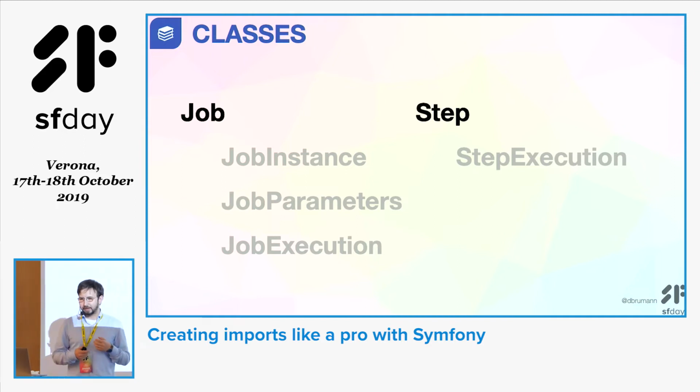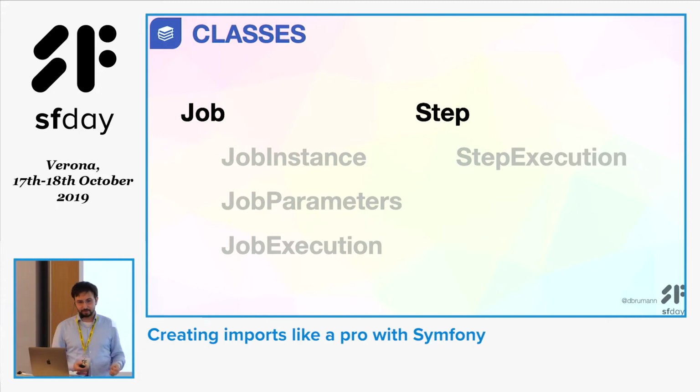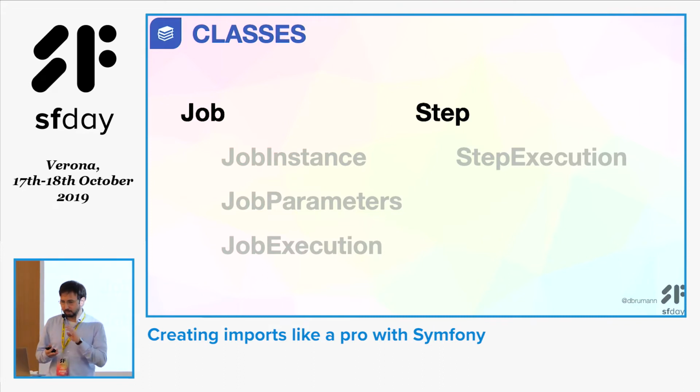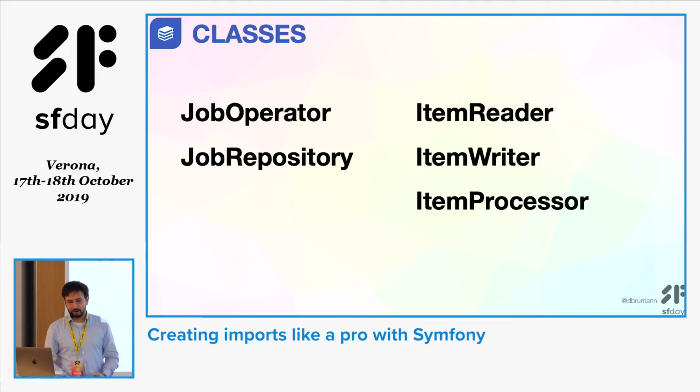And basically what this JSR specifies is that a job is made up of certain classes. In this case, I show you the job instance, the job parameters, and the job execution, and also the step execution. So there seems to be a hierarchical order and some way to add parameters to it. And then on top of that, for the jobs, you have a job operator and the job repository. And for the reading itself, for the steps, you have the item reader, the item writer, and the item processor.